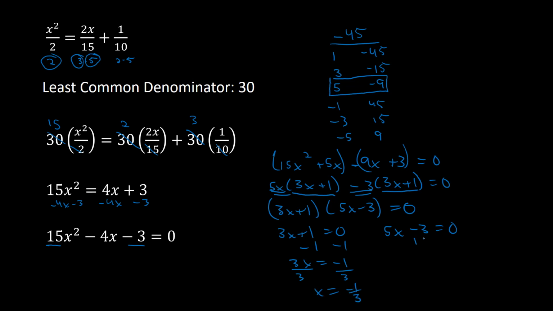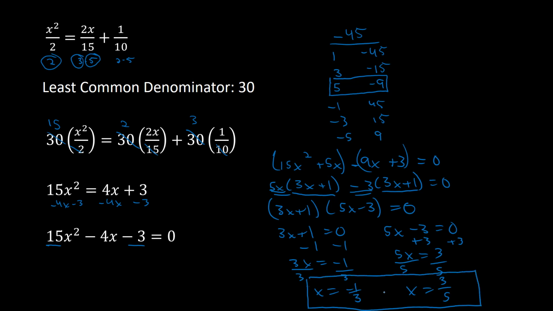Then over here, I can add 3, and then I get 5x equals 3. Divide both sides by 5. I now have x equals 3 over 5. So my solution would be x equals negative 1/3, or x equals a positive 3 over 5. And that is my solution, and that concludes the lesson for today.